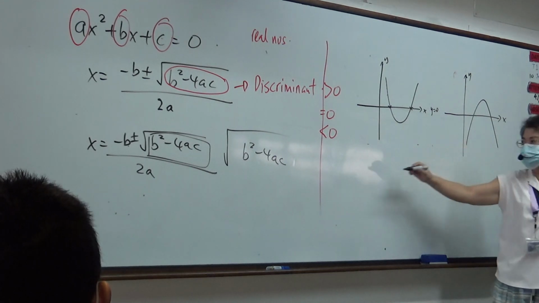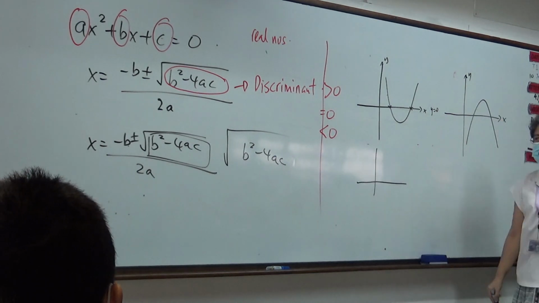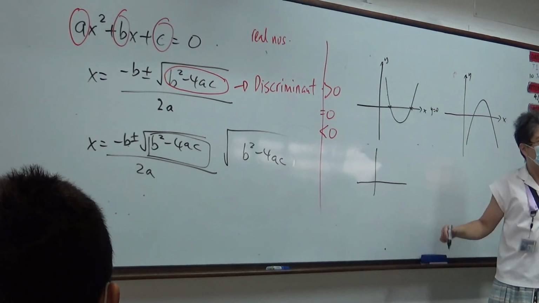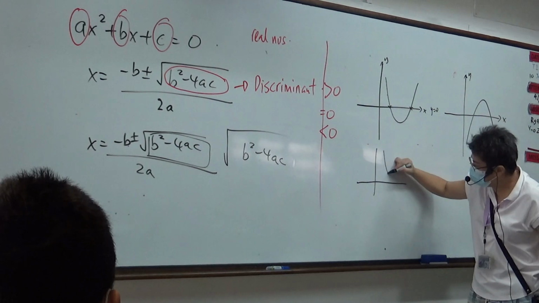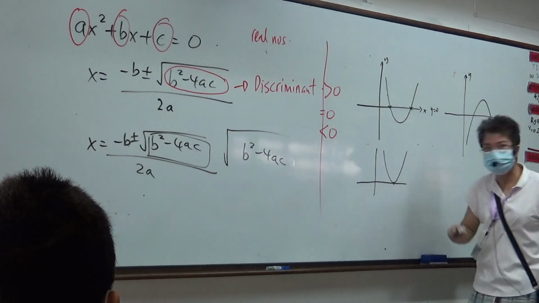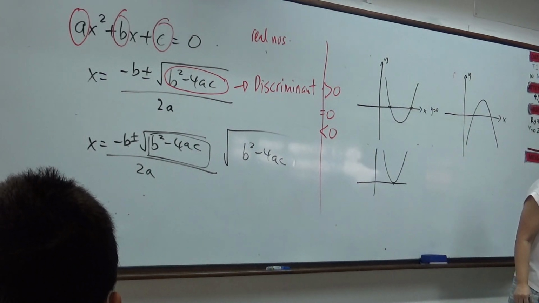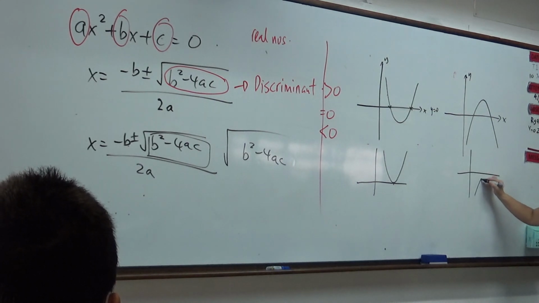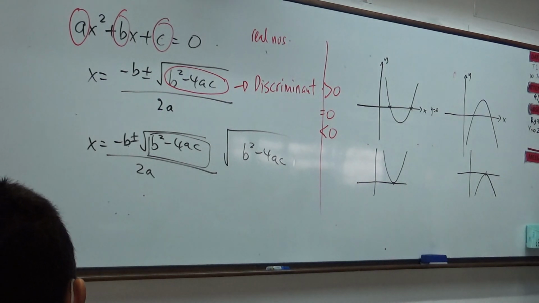Now, what if discriminant is equal to 0? There's only one answer, right? How will it look like? Yes, it will just touch. That means there's only this root. That's it. How about this one? The other side, right? Like this. It will only touch, right?